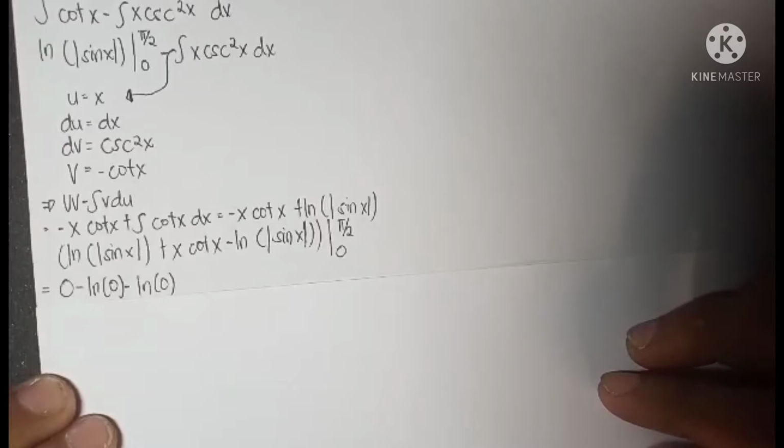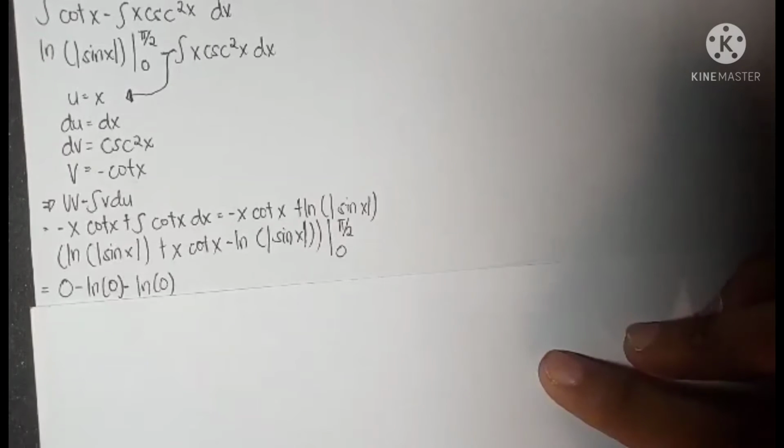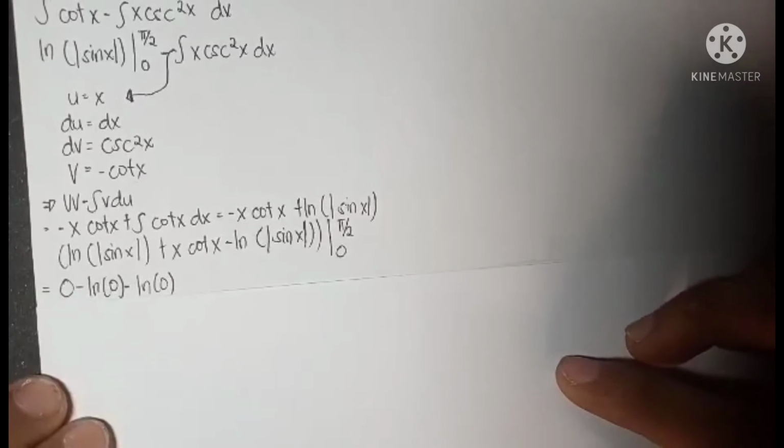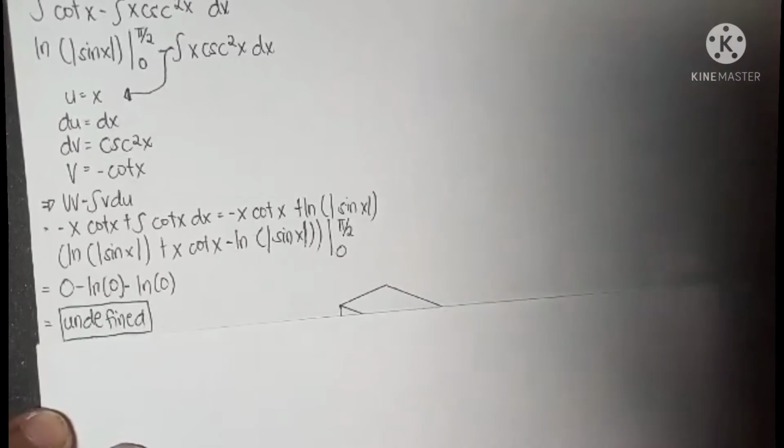So, 0 minus ln times 0 minus ln times 0. So, obviously, our answer is undefined.